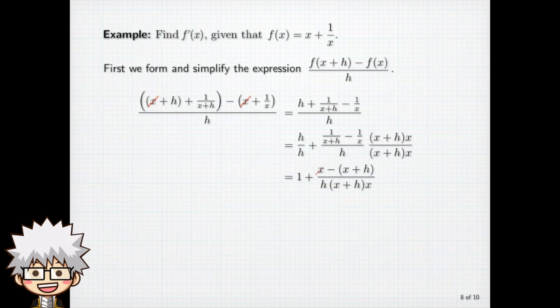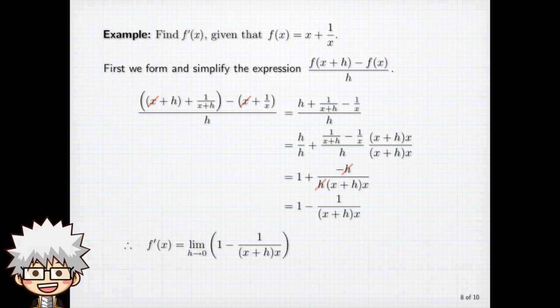X minus x is 0, so our numerator is just minus h. Now we can cancel an h, and we have 1 minus 1 over x plus h times x, which is finally in a form in which we can evaluate the limit as h approaches 0. Therefore, f prime of x is equal to the limit as h goes to 0 of 1 minus 1 over x plus h times x, which we can easily see is 1 minus 1 over x plus 0 times x, which is 1 minus 1 over x squared.